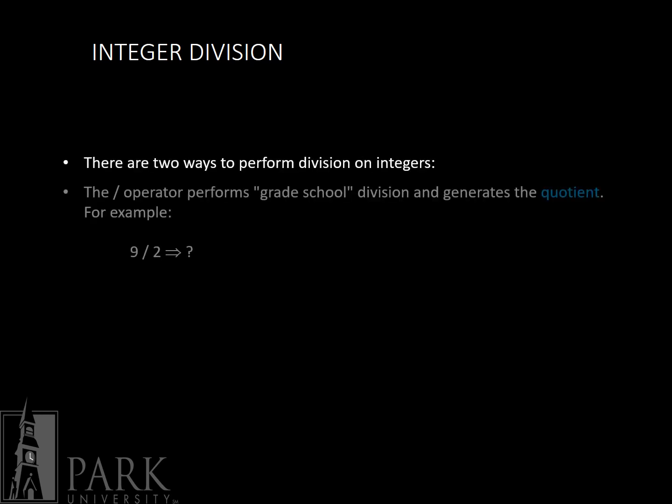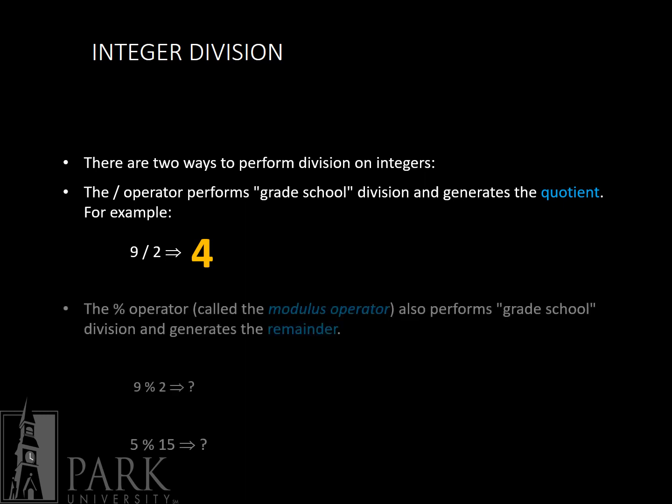So like I said, there's two ways to perform division on integers. There's the traditional grade school version where you generate the quotient. For example, 9 divided by 2 is 4. The modulus operator also performs grade school division, but it generates the remainder. So for example, 9 mod 2 is equal to 1, or 15 mod 10 is equal to 5.